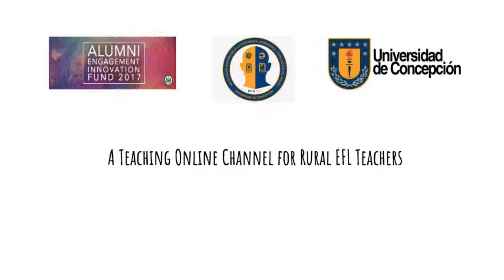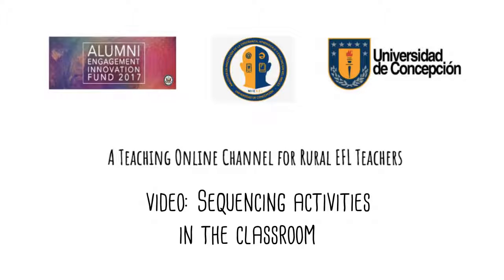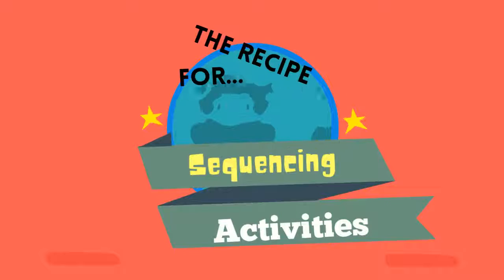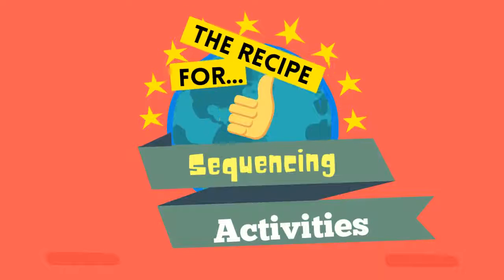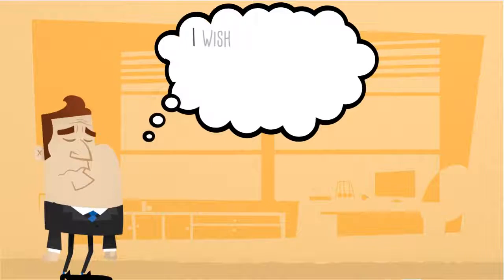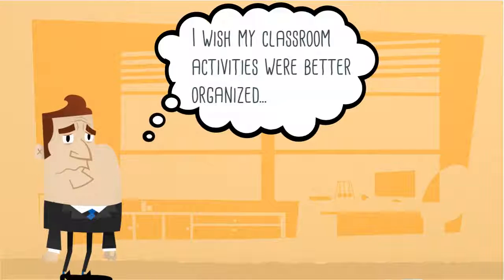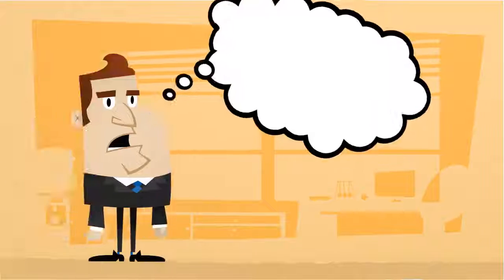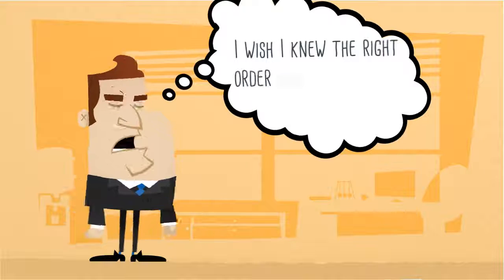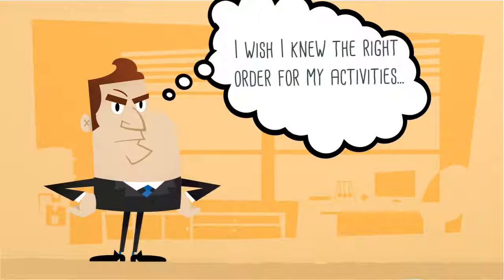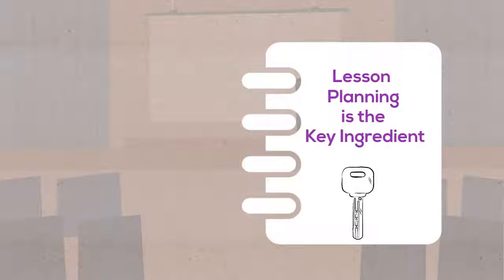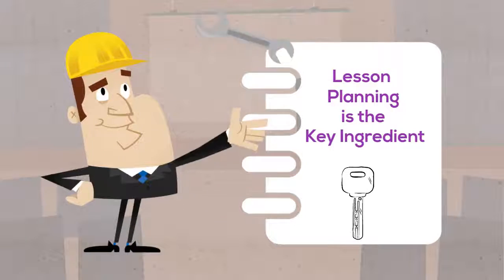Hello! In the following video, you will be introduced to a 4-stage method to improve the sequencing of activities in the classroom and some examples that you can adapt to meet your group's needs and speed in rural areas. Do you usually feel that your class activities or units could have better organization, but you don't know exactly which order you should follow? Well, let me tell you a little tip.